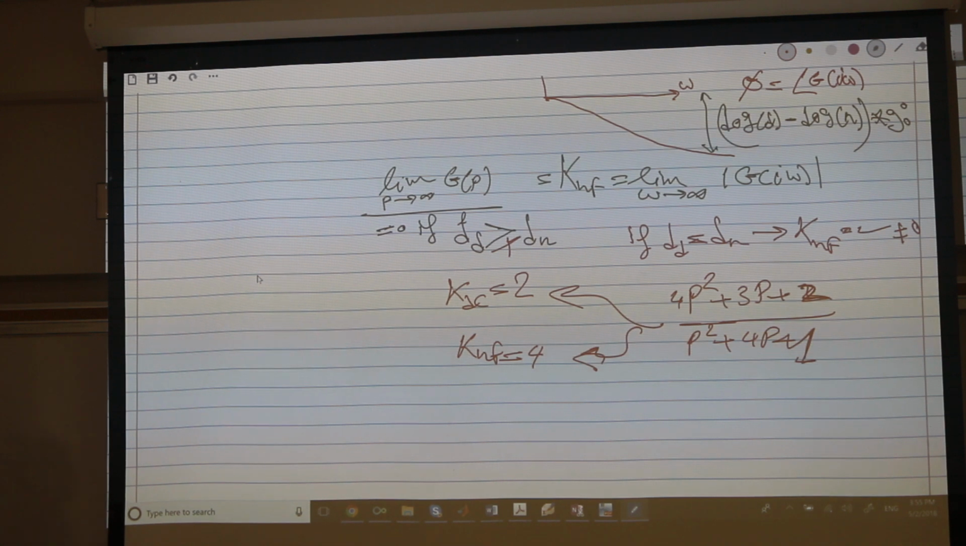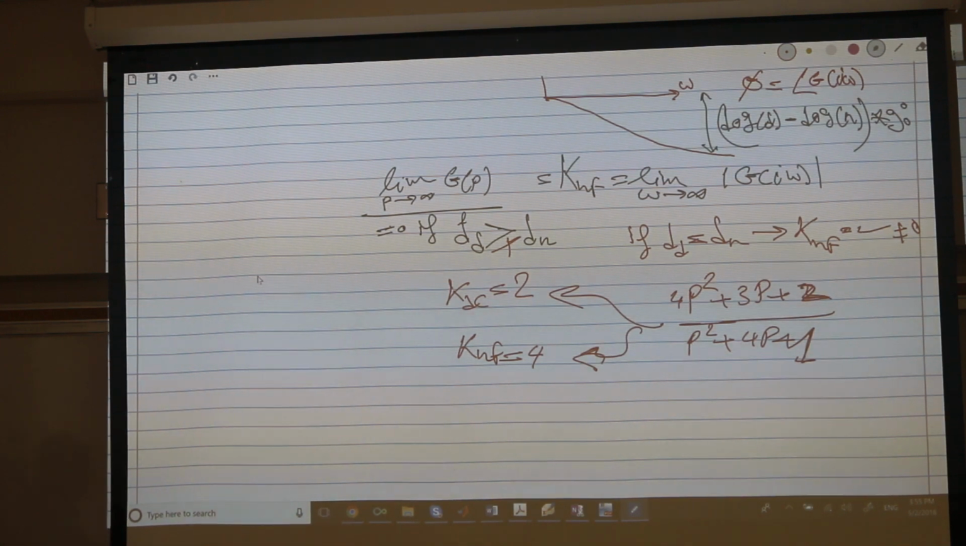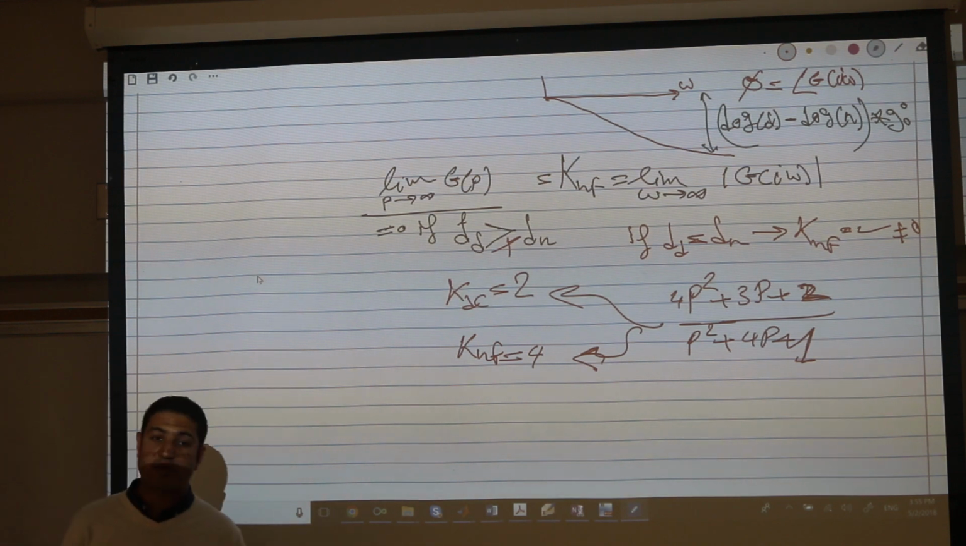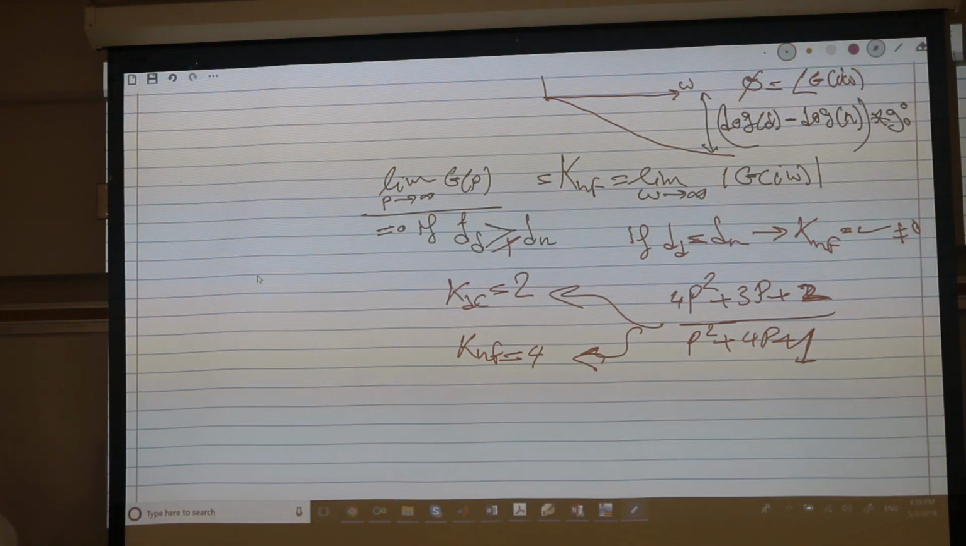Well, in reality, for 99.99% of the systems you deal with, the high frequency gain is zero. Otherwise, if it's not zero, then you're making an assumption about something. You're neglecting the time scale of something.